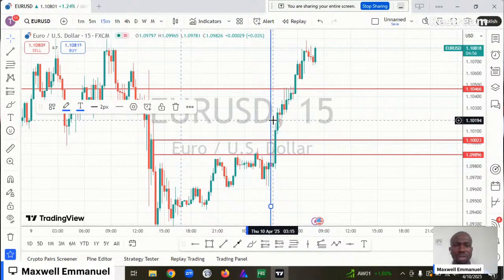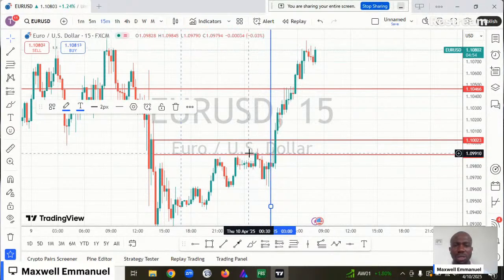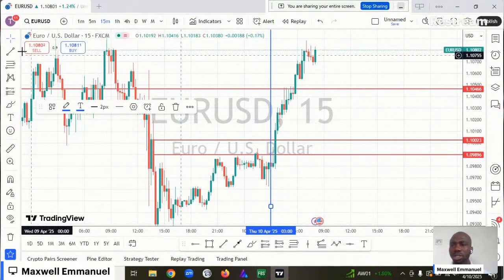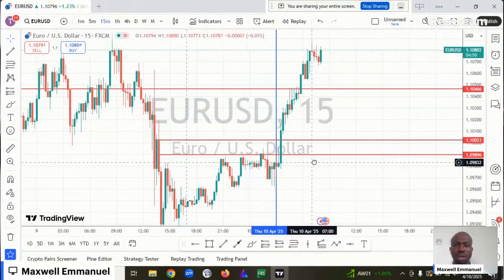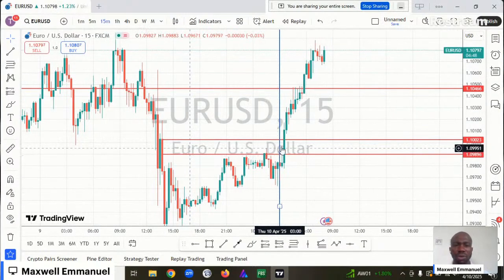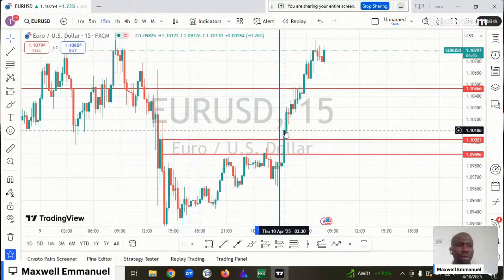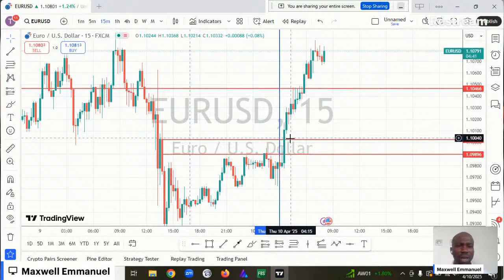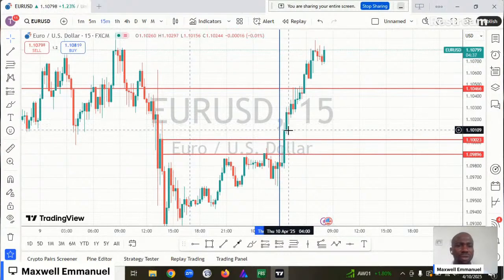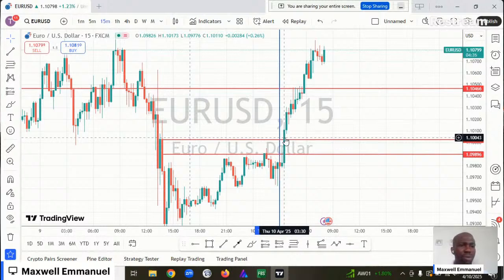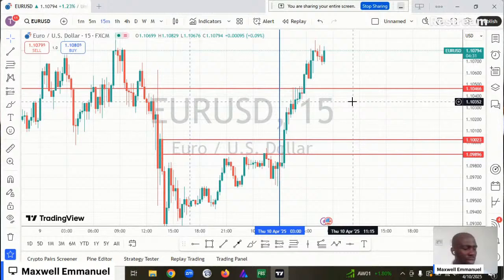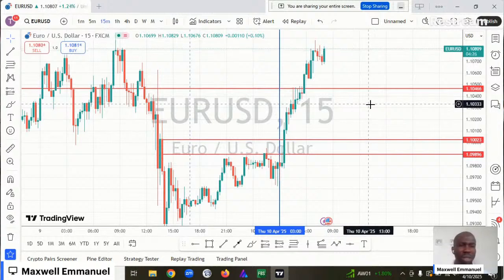A breakout from this resistance would have been a good entry for EU. From this point, if you had entered buy, you would have made close to 70 pips on Euro USD. And at the moment, Euro USD is still bullish.